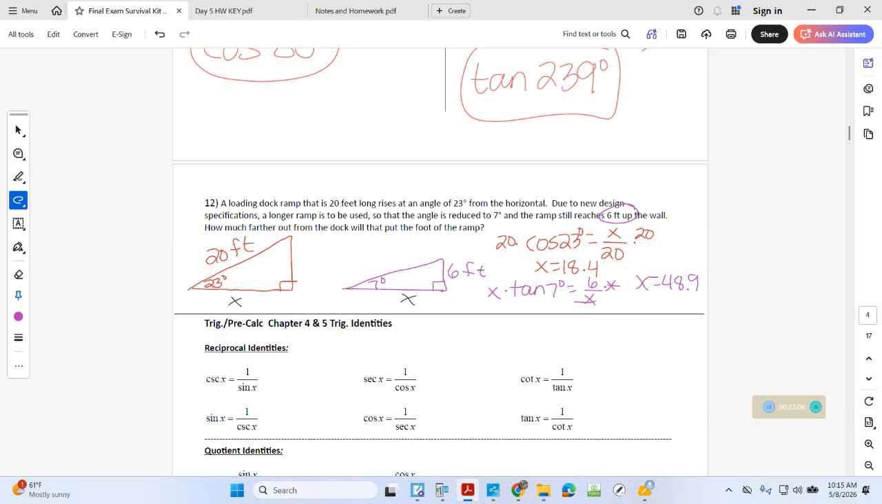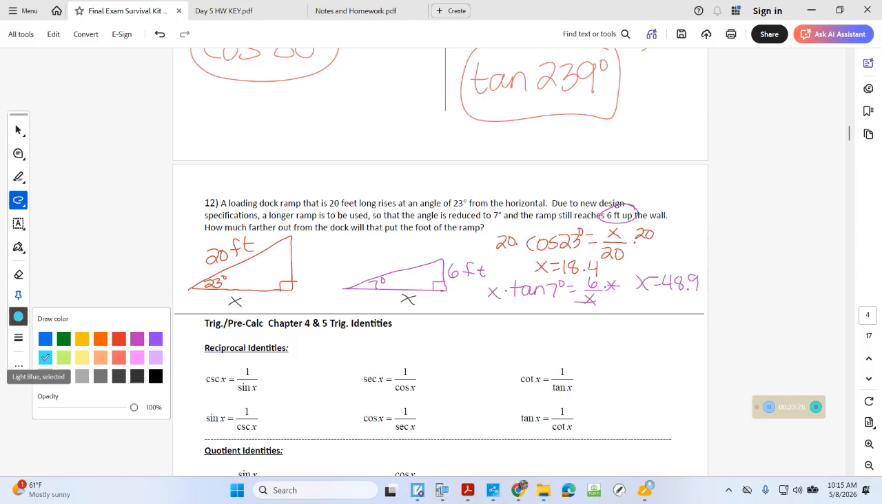So the final answer is this. Here's what we're trying to answer: how much further out from the dock will that put it? So if the original one's at 18.4, the new one is 48.9. How much further out is that? How are you going to find that? You just have to what? Subtract them. So subtract the two. Your final answer, 30.5.